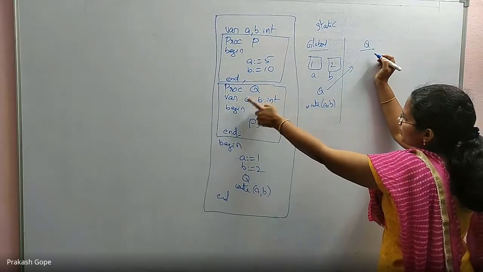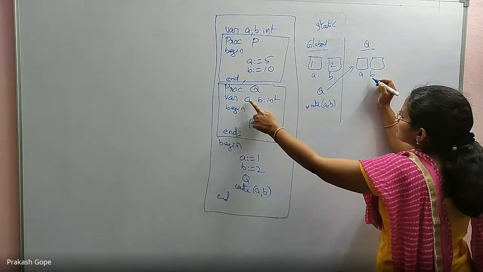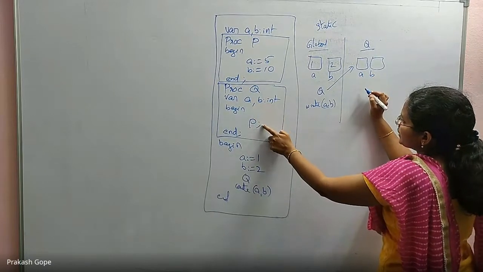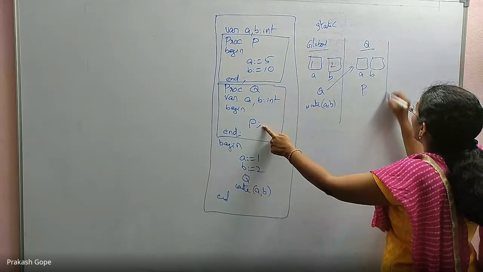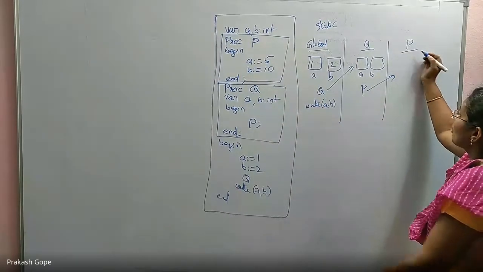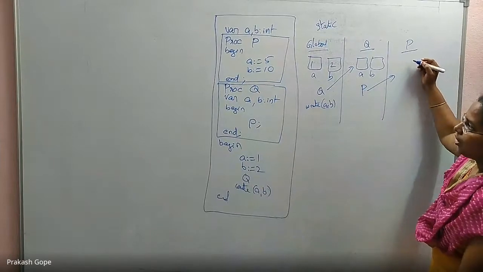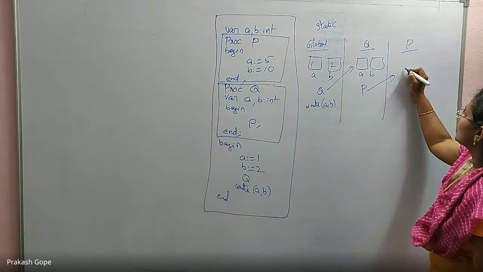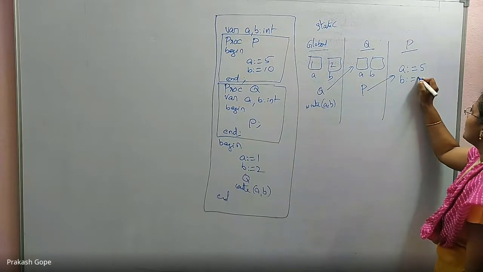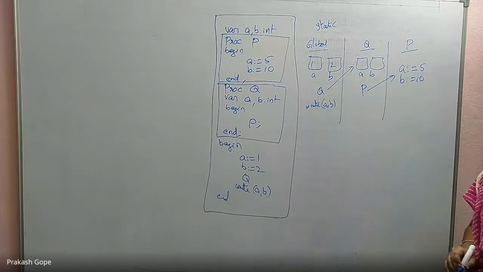No formal parameters, but there are two local variables A and B. But they are not initialized. Start execution, but they are not initialized. Just the procedure P is being called. Go to P's environment. This is P's environment. No formal parameters, no local variables. Only two lines of execution, that is, A must be assigned with 5, B must be assigned with 10. But do I have locally declared A and B to assign?